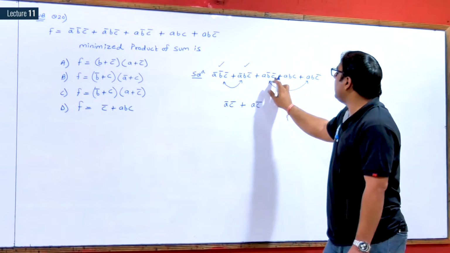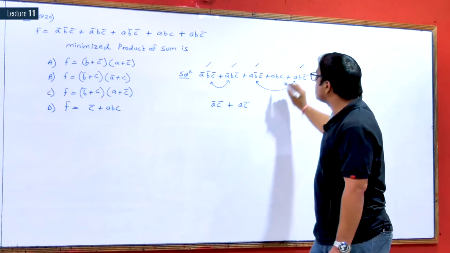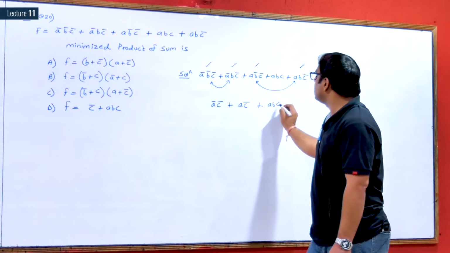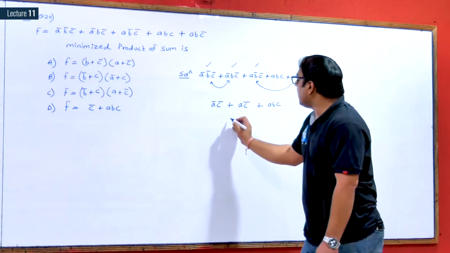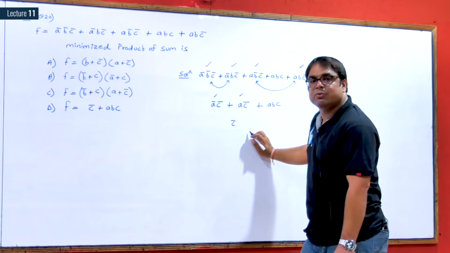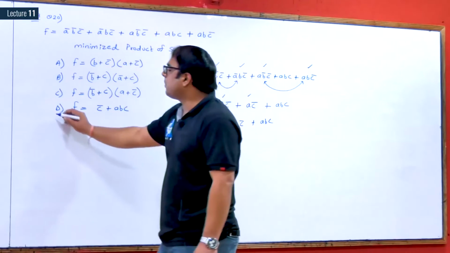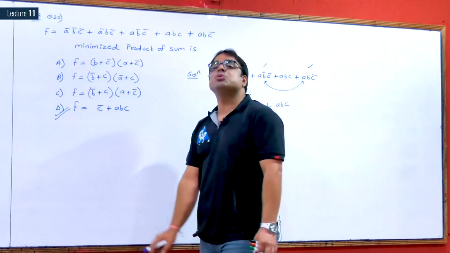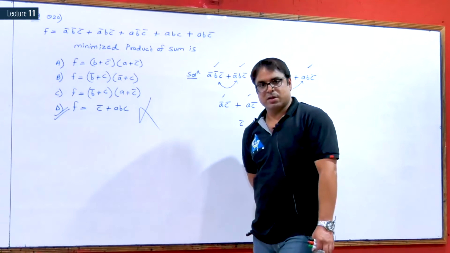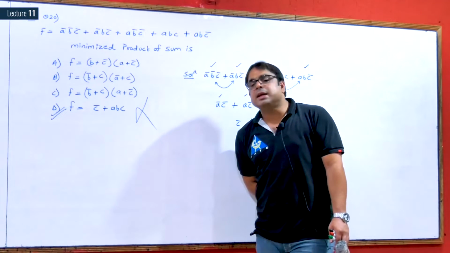I can take a dot c complement common, so I will get b complement plus b, that is equal to 1, plus abc. Again I can take c complement common, so a complement plus a will give me 1. So the answer is c complement plus abc. Option D is correct. Most of the students did the same, but your answer is incorrect. If you have marked c complement plus abc, your answer is incorrect.